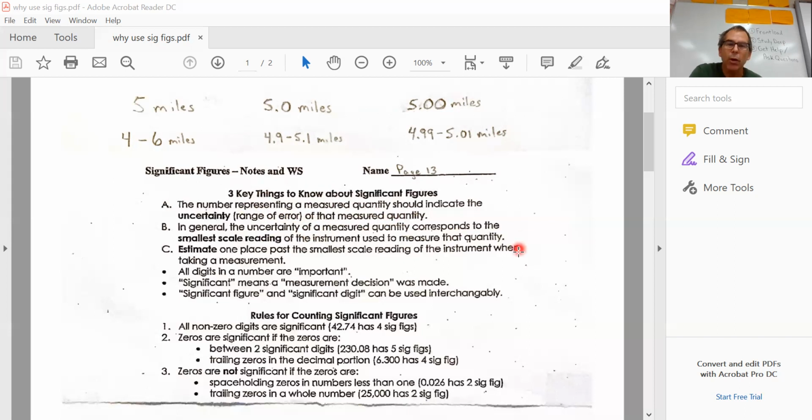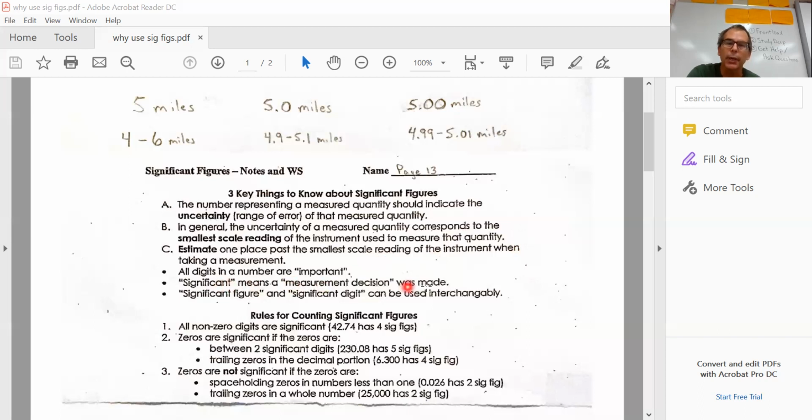And then estimate one place past the smallest scale reading when making a measurement. So if the increments of the graduated cylinder go in milliliters, and I found it's between 32 and 33 milliliters, I might say 32.3 or 32.5 or 32.7, depending on whether it's closer to the 32 or 33, or right in between. All digits in a number are important.